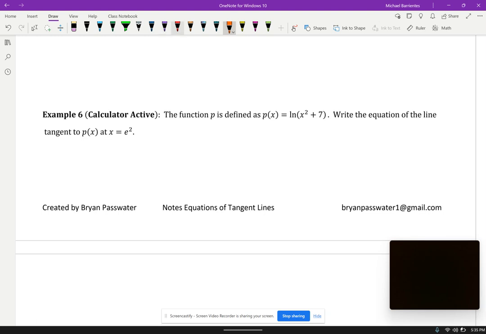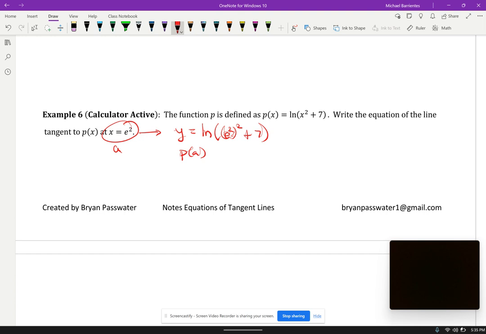Well, let's see. Here's my a. I need to find my y, which would be my p of a, because this function is called p. How do I figure out the y? Well, I could plug my x into the formula, right? And that'll be the natural log of e squared, squared, plus 7, and figure that out.